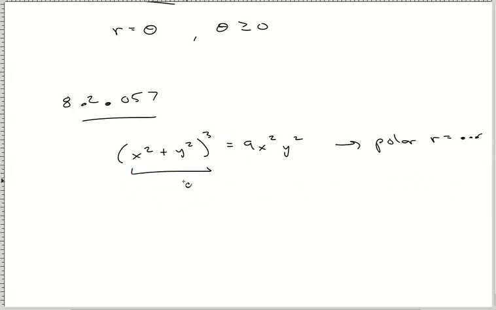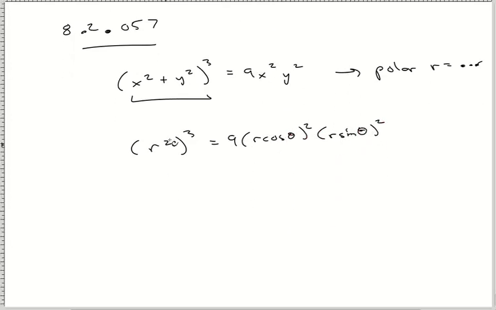Well, this guy right here on the inside is r squared. And these guys I can rewrite as r cosine theta squared and r sine theta squared. Cool. So this is now r to the 6, powers multiply, 9 r to the 4, right? How many r's do we have over here? 4. And then we got a cosine squared and a sine squared.